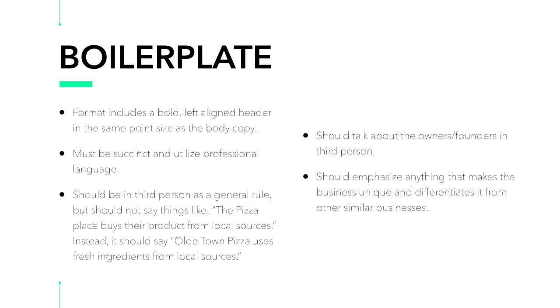Lastly, the boilerplate should have the unique value proposition of the organization. So it should emphasize anything that makes the business unique and differentiates it from other similar businesses. For example, we might talk about Old Town Pizza's most famous product, the Woogie Bear. If you know Old Town Pizza, you know what a Woogie Bear is.